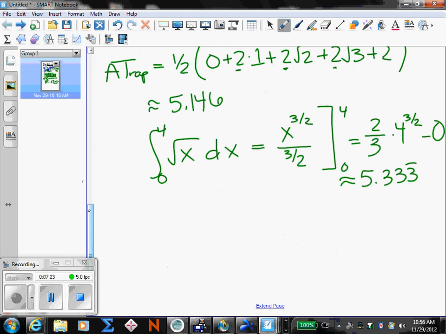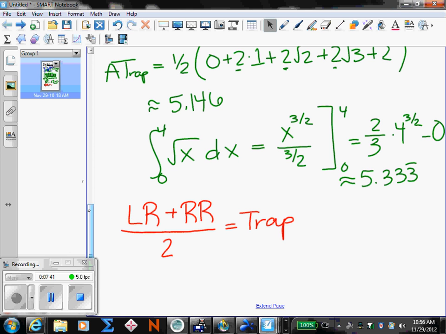If you had done left Riemann sums and the right Riemann sum, if you average those two together, you will get the trapezoidal approximation. So left Riemann sum plus right Riemann sum divided by 2 will give you the same answer as if you do the trapezoids. And this is how you use trapezoidal approximation to find the area under a curve.